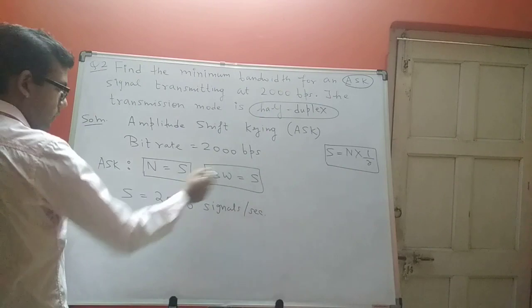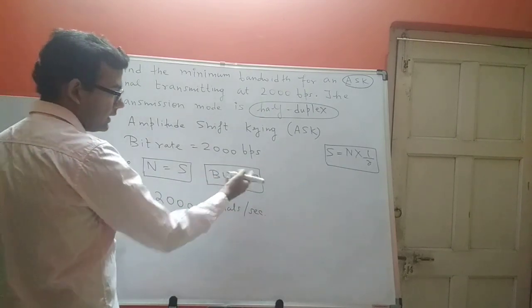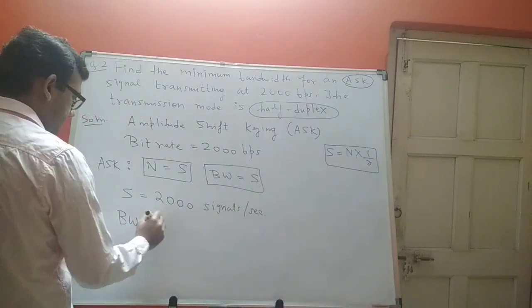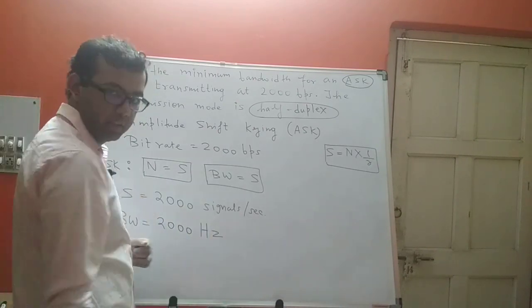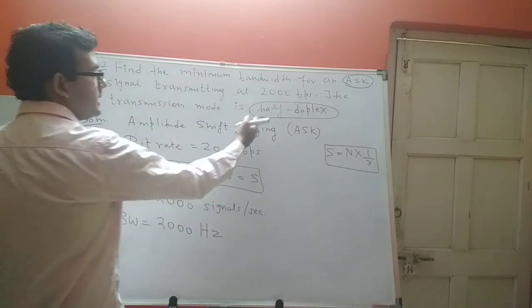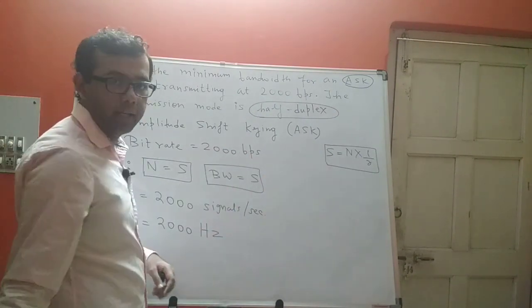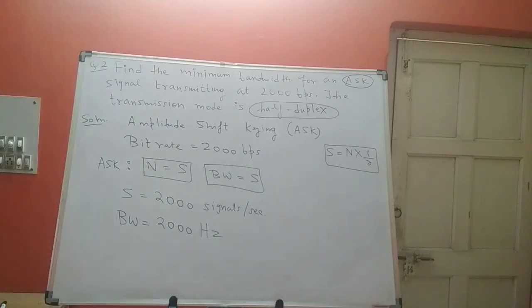From the property of ASK, I know that the bandwidth is same as the baud rate. My baud rate is 2000, so my bandwidth will also be 2000. The unit will be hertz. Since it's half duplex, I will leave it at 2000. Had it been full duplex, I would have had to multiply it by 2. I hope this is understood. Now I'll take up another question.